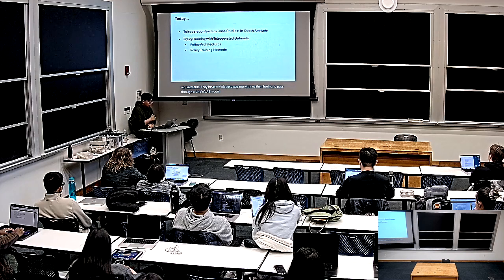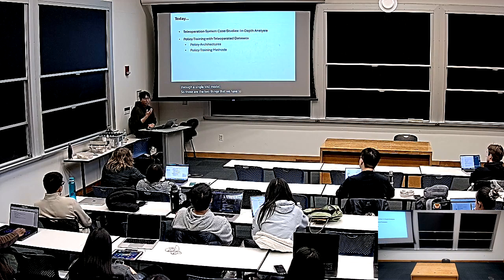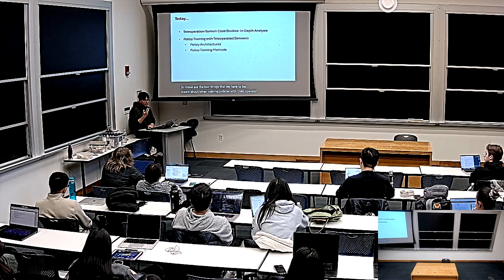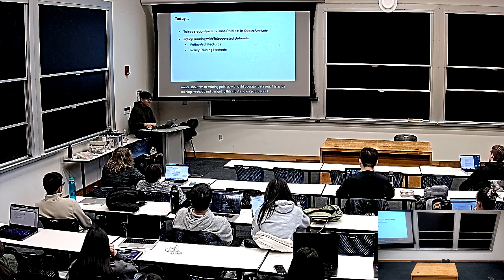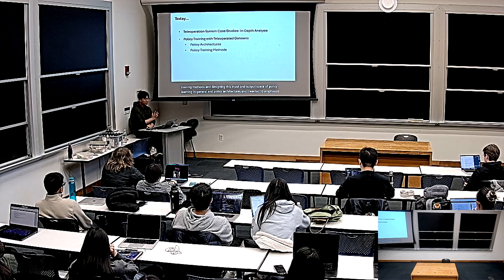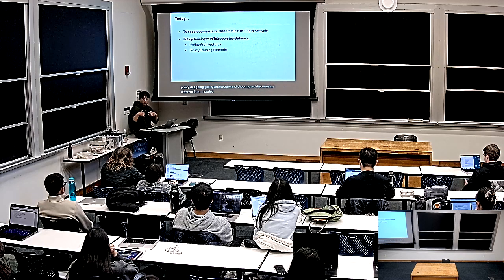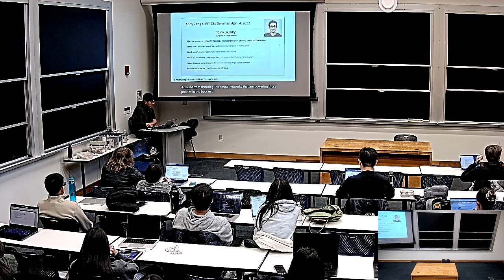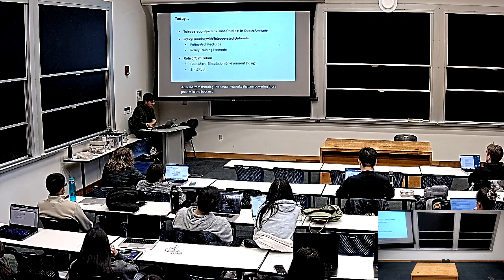Yeah, so those are the two things that we have to be aware of when training policies with teleoperated datasets. One is the actual training methods and designing the input and output space of policy learning in general, and policy architectures. And I wanted to emphasize that designing and choosing policy architectures is different from choosing the neural networks that are powering those policies on the back end. Yeah, I'm going to pass this.